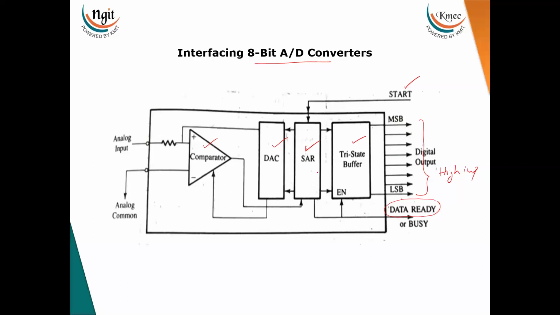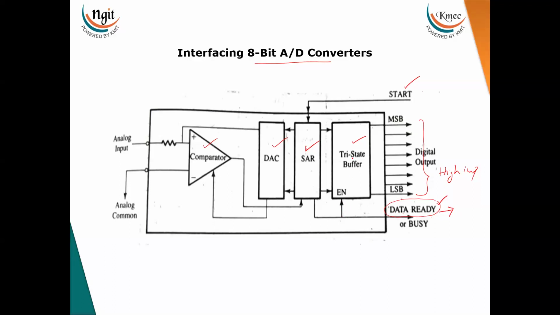Once the conversion is completed, it will give this data ready signal. This is nothing but the status of this IC, whether the conversion is completed or not. That can be known by using this data ready signal. So the processor will read this data ready signal, and the processor will know whether the conversion is completed or not. Once the data conversion is completed, this data ready signal is available.